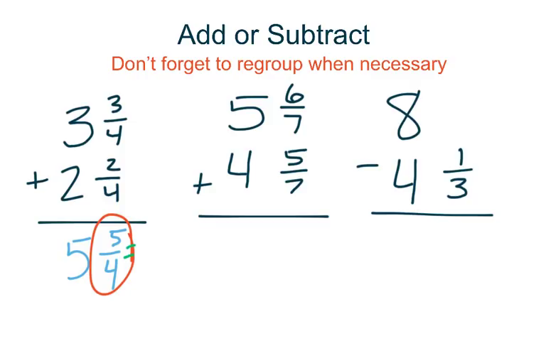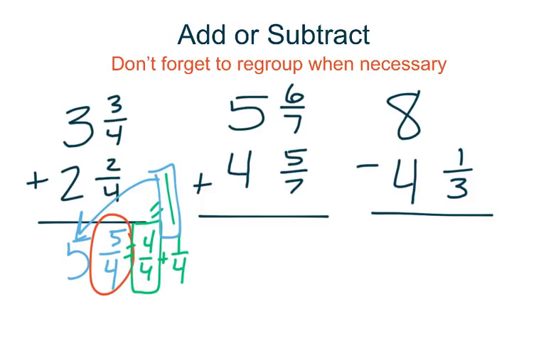So I'm going to pull out my whole, and then I have 1/4 remaining. And 4/4 is equal to 1 whole. So I'm going to take that 1 whole and add it to my whole number. And so my final answer is 6, because 5 plus 1 gives me 6. And then I have my 1/4 left. So 6 1/4 is my answer to this addition problem.